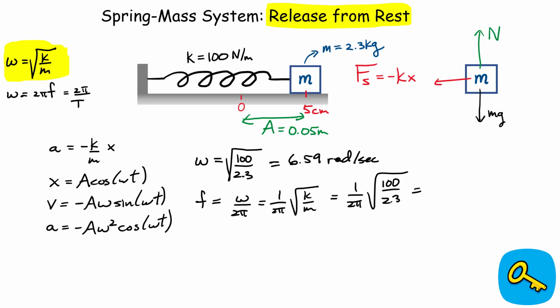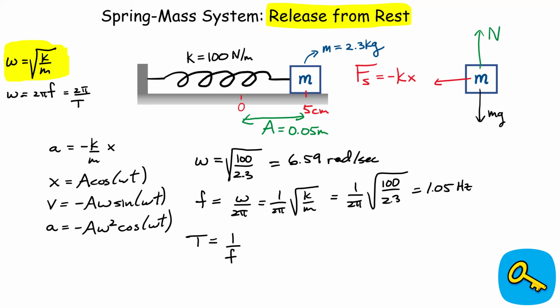Put that in a calculator and you'll get a number like 1.05, measured in hertz, for the linear frequency. The other quantity we want here is the period. The period is the reciprocal of the frequency, 1 divided by the frequency. So in this case, I'll just write 1 over f.